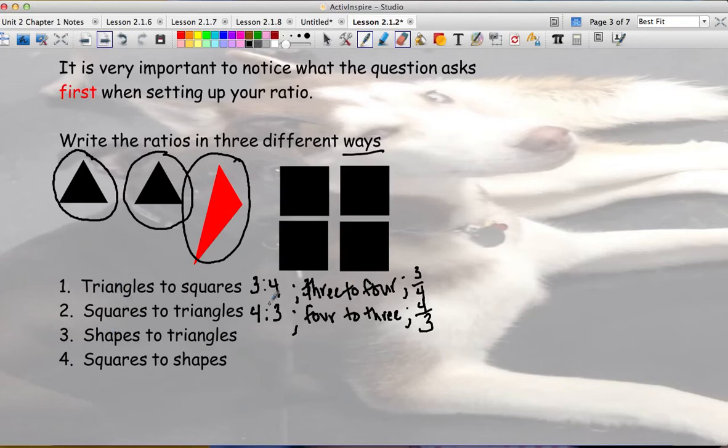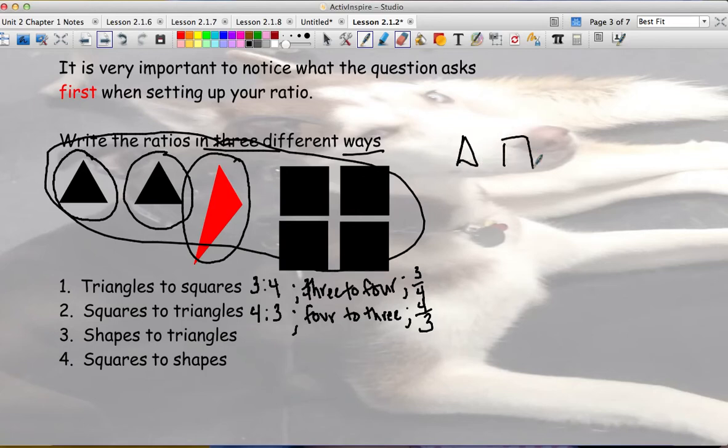These are what we would consider part-to-part ratios, because this is one whole group right here. All of the shapes are one whole group. Triangles make up part of the group, and squares make up the other part of the group. So this is part-to-part. In this case, we have shapes to triangles. So this is the whole group to part of the group.